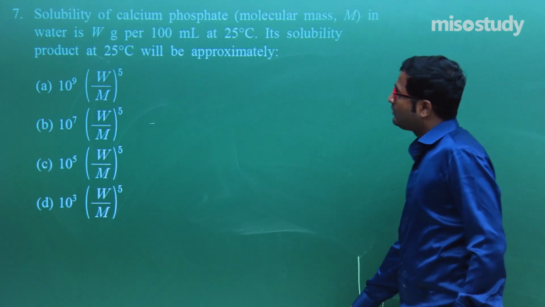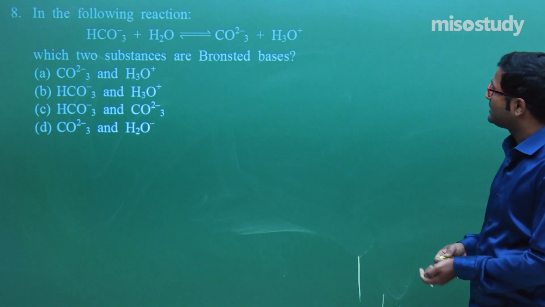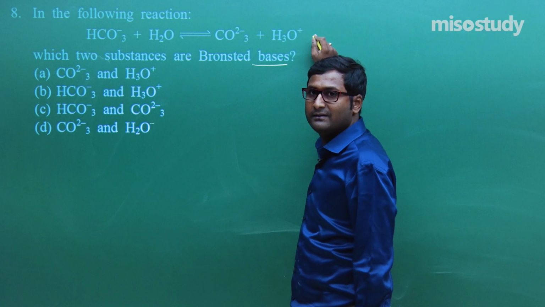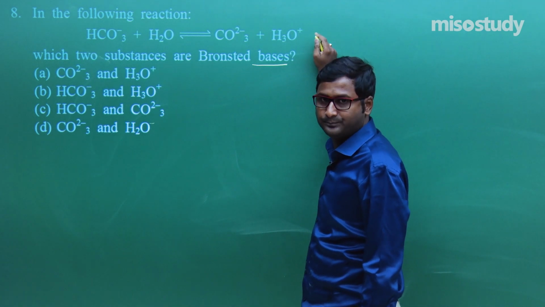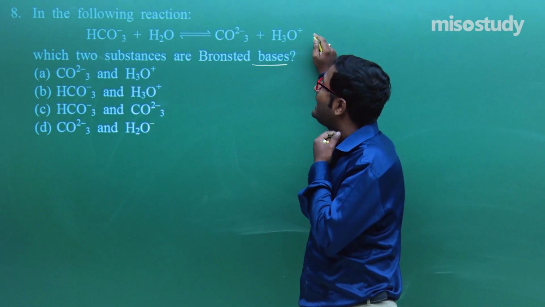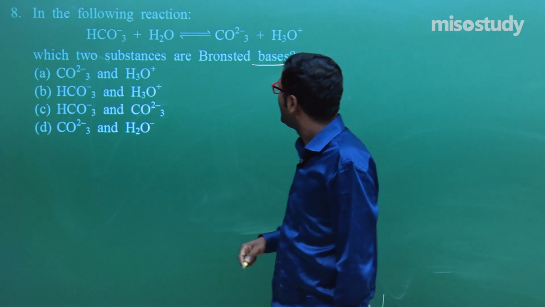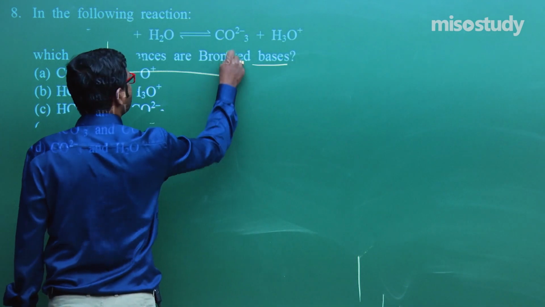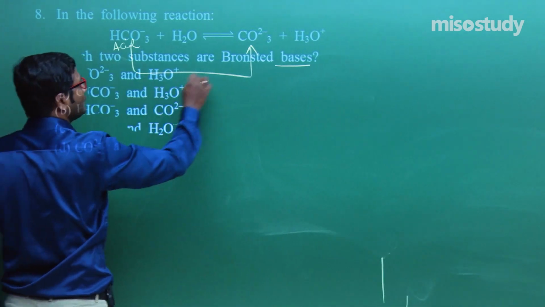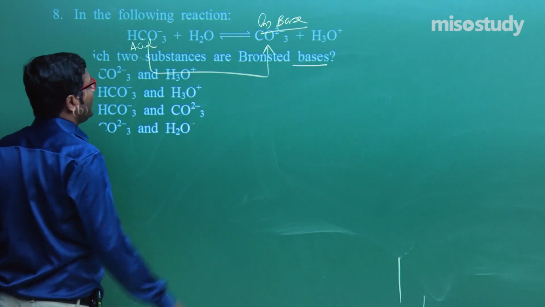The next part of the question is, which of the two substances are Bronsted bases? What are Bronsted bases? That is proton acceptor. Am I right or wrong? Sir, you are absolutely right. And what is Bronsted acid? That is proton donor. Now check it out. This converted to CO3, this one is acid, so this one is its conjugate base. Clear? Okay.